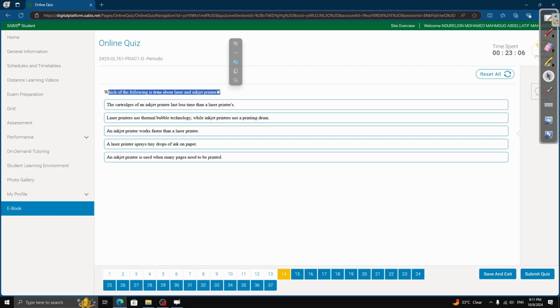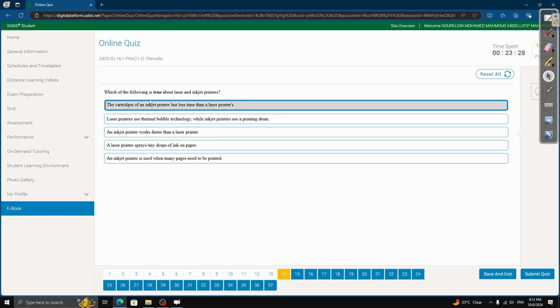Which of the following is true about laser and inkjet printers? To put it simply, laser printers use powdered ink and drums. So we want to find the true statement about both laser and inkjet printers. Cartridges of inkjet printers last less time than laser printers. This I just said. This is true, but let's continue.